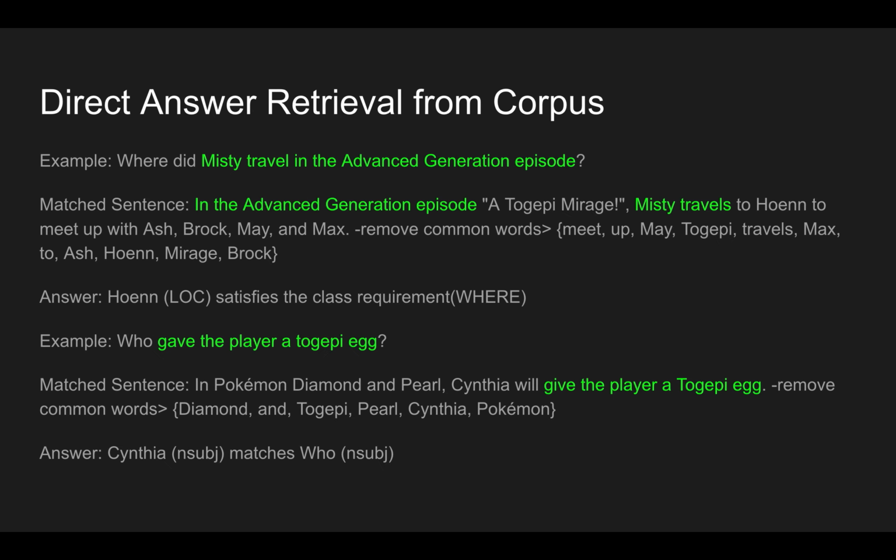In the first example, our vector similarity will return the matched sentence from all sentences in the corpus. We first remove all matching words, as the answer to a question won't be in the question. Then for where questions, we look for a tag location in the text and return this. In the second example, we again return the matched sentence and remove all matching words. Then we look at the dependency class for who, which returns n subject. We match this to the only word that is also tagged by n subject, which is Cynthia.